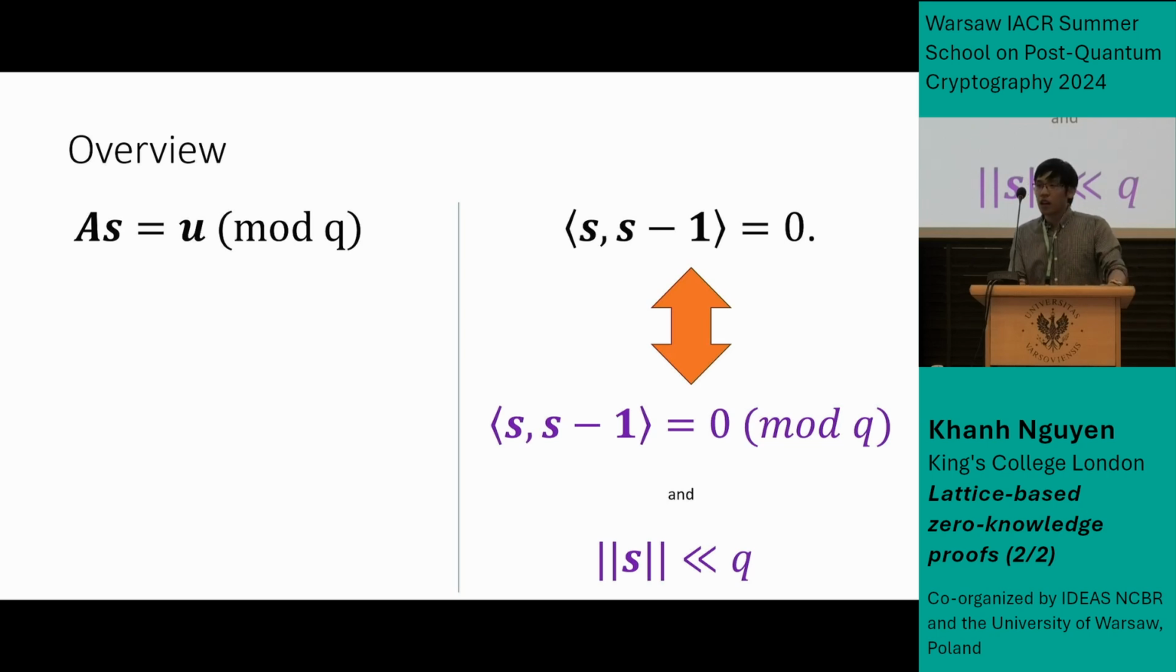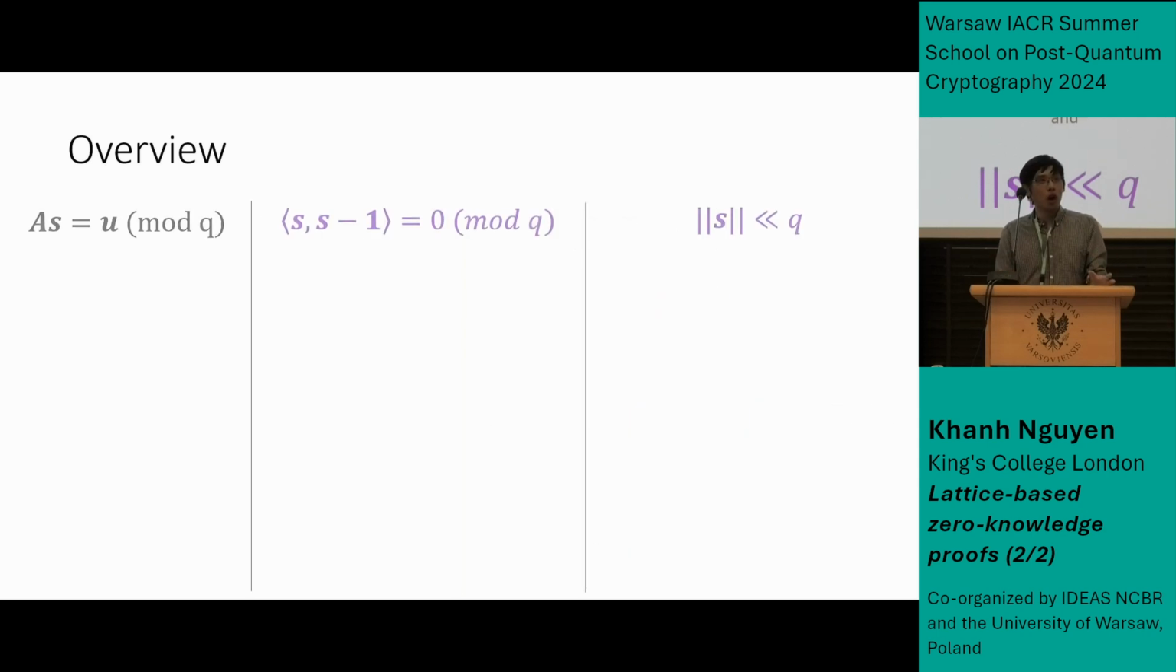But if it's from bottom up, we prove that the inner product of S and S minus 1 is 0 mod Q, and we prove that if we pick sufficiently small parameters, then we can make sure that this equation has no modular overflow. In particular, this equation holds over integers. Okay, so now we have 3 parts to prove.